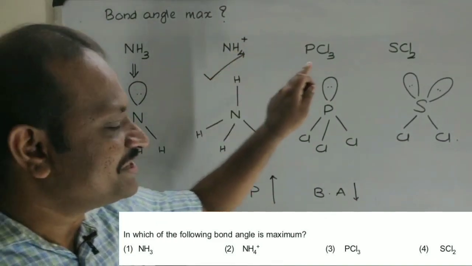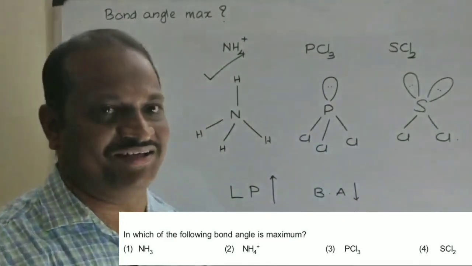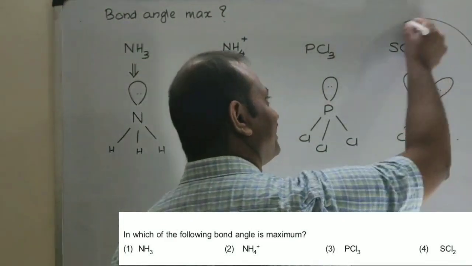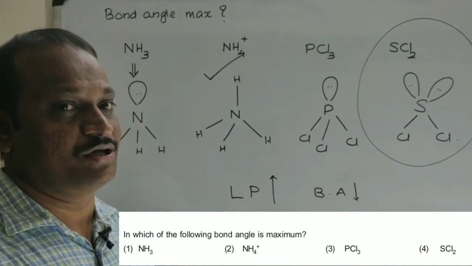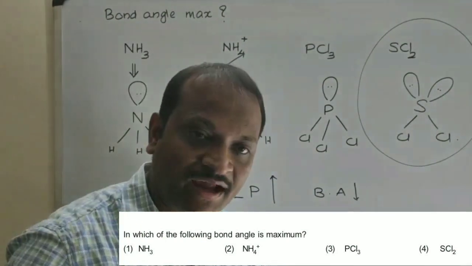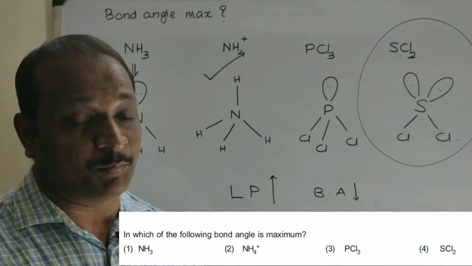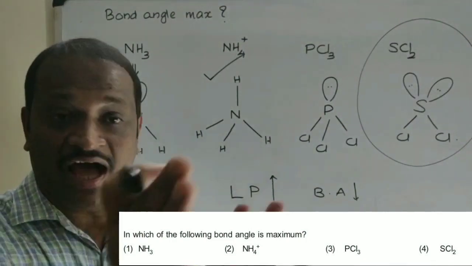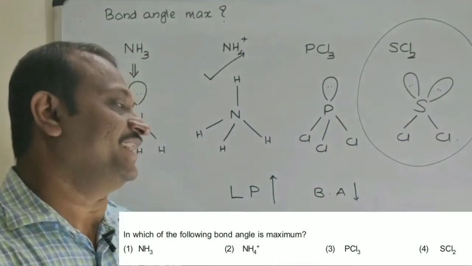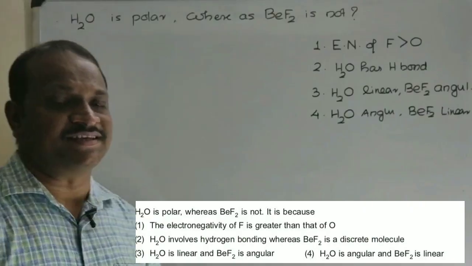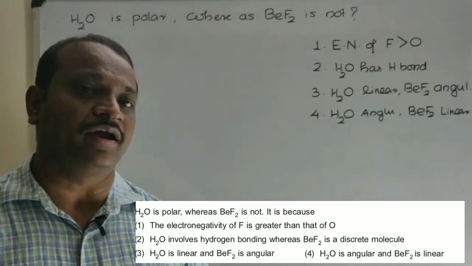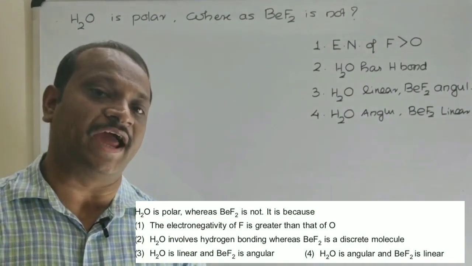And if you ask which one has the least bond angle, you know, it's SCl2. In this case, how many lone pairs are there? 2 lone pairs. So repulsion is maximum and the bond angle is less. So the point you need to take: if hybridization is the same, then as the lone pairs increase, the bond angle decreases. See the next question. It's regarding dipole moment and polarity.